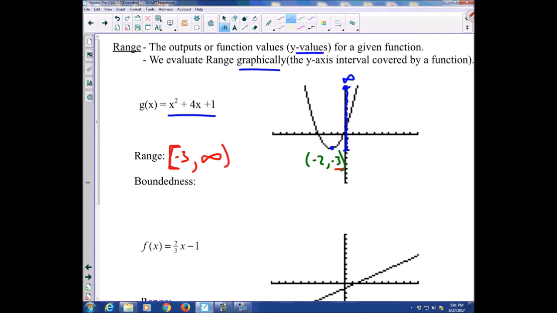Okay, so right here in general, if we're asked about boundedness, this is a parabola that opens up, so obviously our function values don't go down to negative infinity. We can say here that we are bounded below.